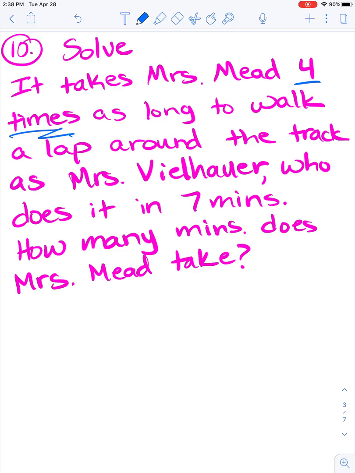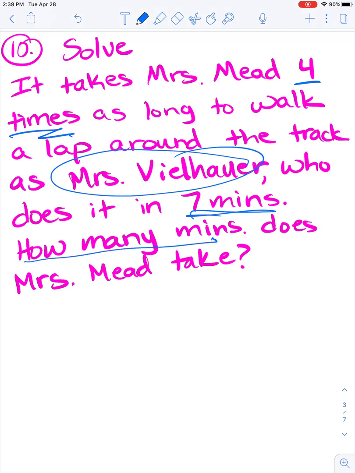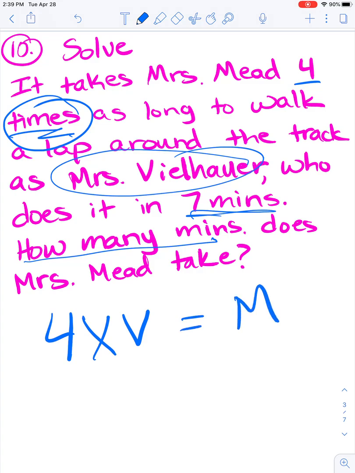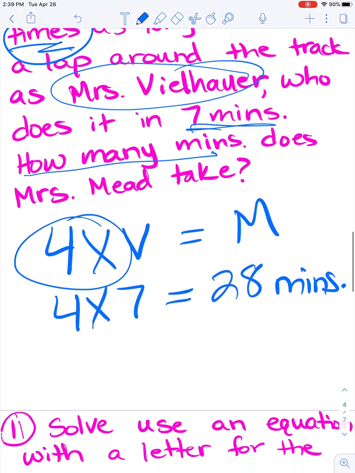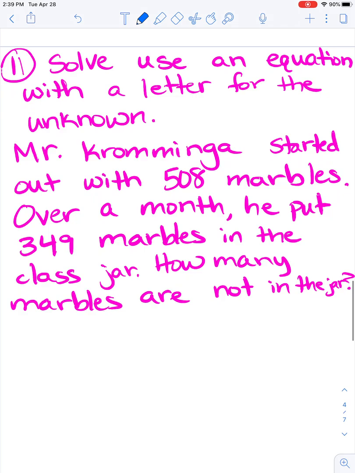All right, we're going to solve. It takes Mrs. Mead 4 times as long to walk a lap around the track as Mrs. Vielhauer. Mrs. Vielhauer does it in 7 minutes. How many minutes does Mrs. Mead take? Well, she takes 4 times as much as Mrs. Vielhauer. That's going to be Mead. Well, Vielhauer is 7 minutes, so Mead is 28 minutes. 4 times as many. Key words again.